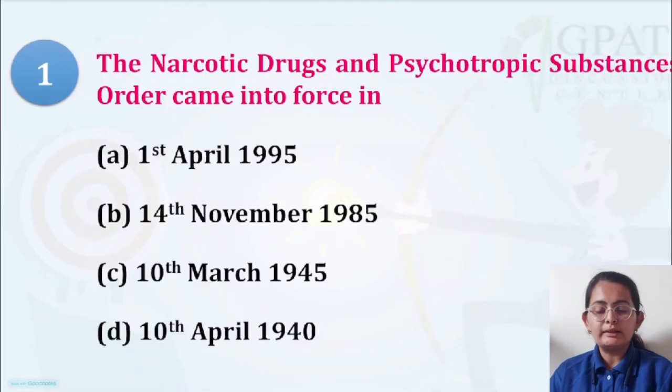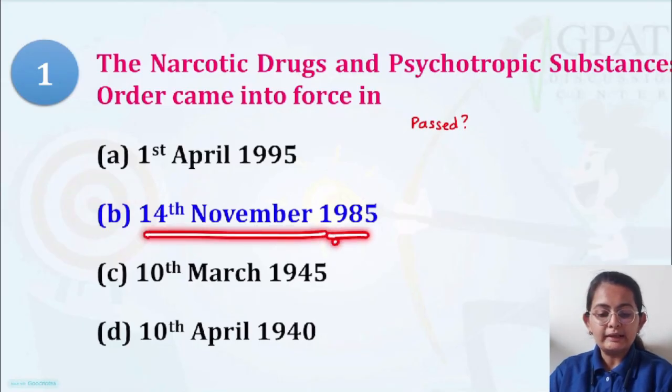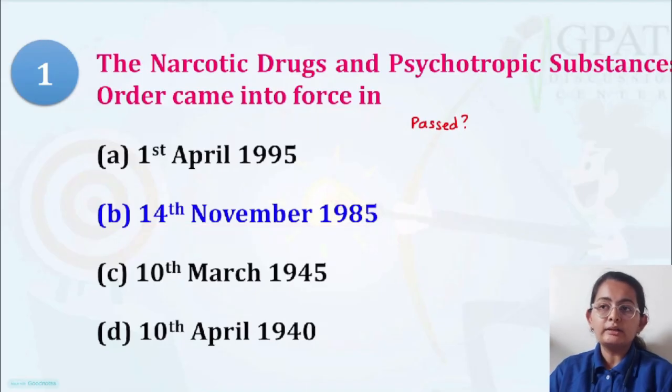So question number 1 in front of you is, the Narcotic Drugs and Psychotropic Substance Act came into force in which particular year? 1st of April 1995, 14th of November 1985, 10th of March 1945 or 10th of April 1940. So you must be remembering the date when the NDPS Act came into force was 1985. Obviously this is the particular date in which this act came into the picture, 14th of November 1985.